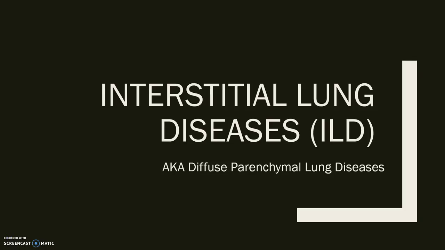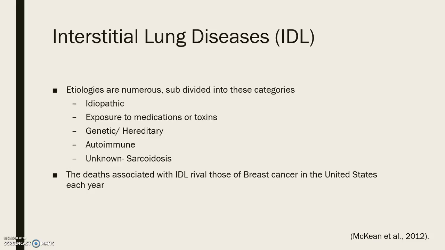Interstitial lung disease. Interstitial lung disease includes a group of restrictive lung diseases that have thickening or scarring that supports tissues between the air sacs of the lung. This thickening can be due to a variety of causes, such as idiopathic, drug and medication related, genetic or hereditary, autoimmune, or simply unknown. The number of deaths associated with interstitial lung disease is very high and is similar to the breast cancer rates in the United States.